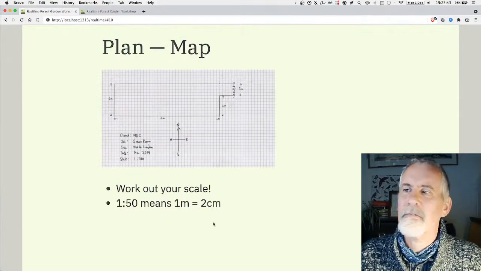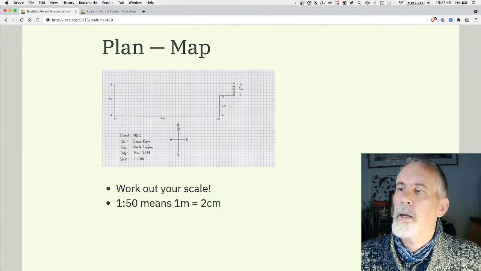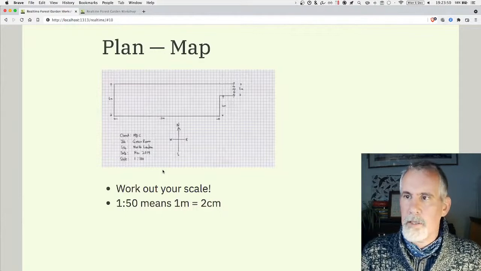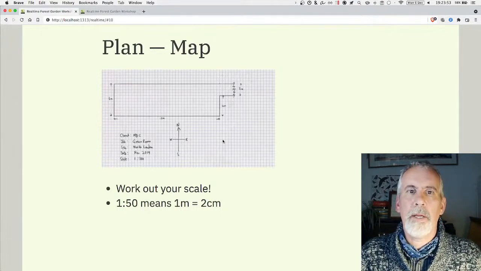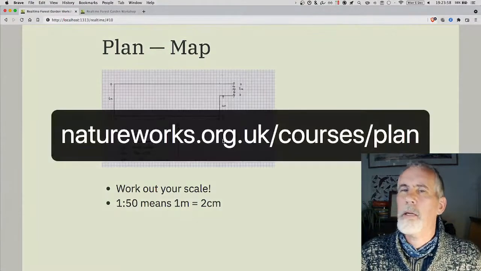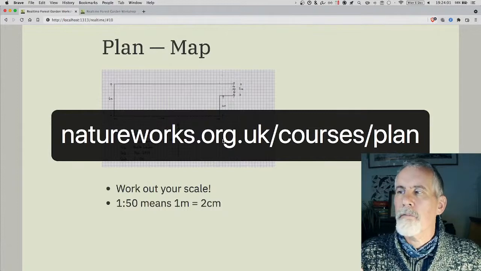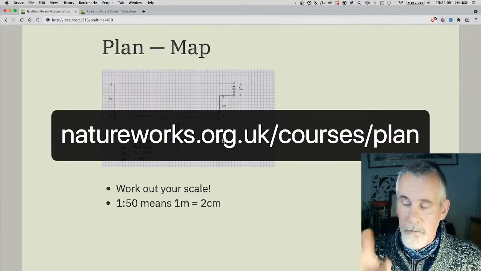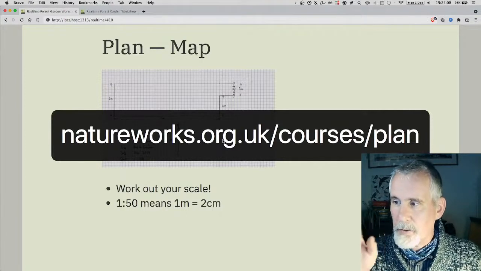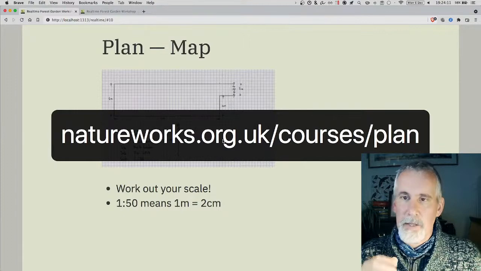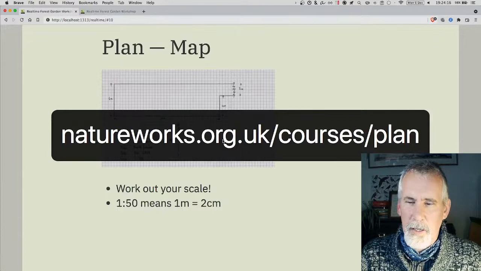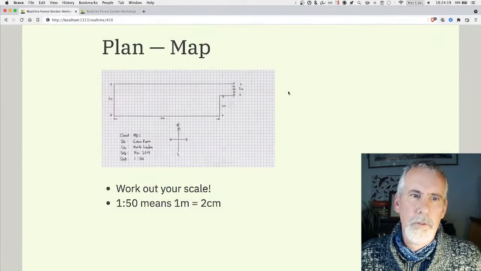Yes, there we go. I'm a bit rubbish with maths, to be honest, so I always have to write these things down. I have got a whole other course on this. Hold on, let me type it in: natureworks.org.uk/courses/plan. So there's a course if you want to get into creating your own map and your own plan. It's a free mini course. God knows how long it is, about an hour I think, me talking step by step about creating a CAD plan and a paper plan as well. Yes, there we go. I won't talk any more about that.